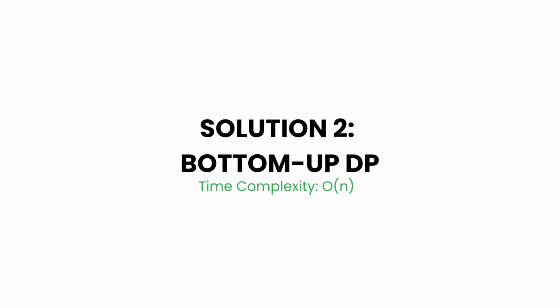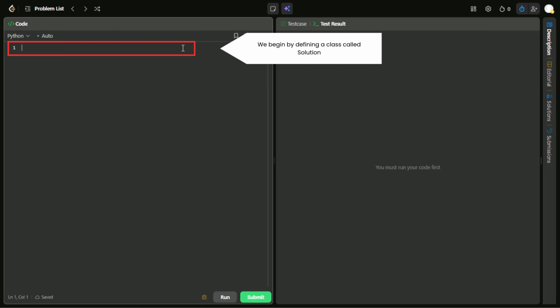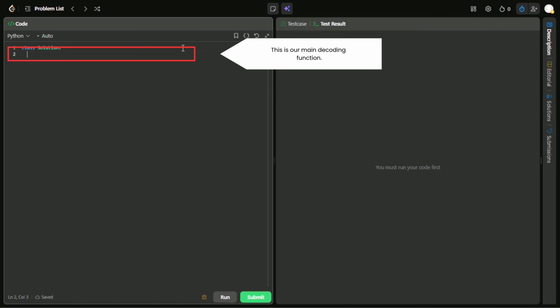Solution 2. Bottom-up DP, time complexity O(n). We begin by defining a class called Solution, which simply groups our decoding method neatly. This is our main decoding function. It tells us how many ways we can convert a digit string into letters, where 1 is A, 2 is B, and 26 is Z.